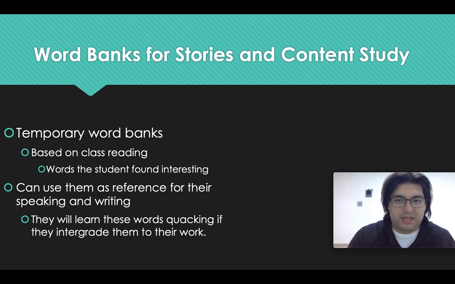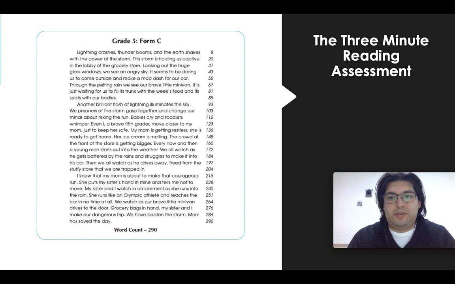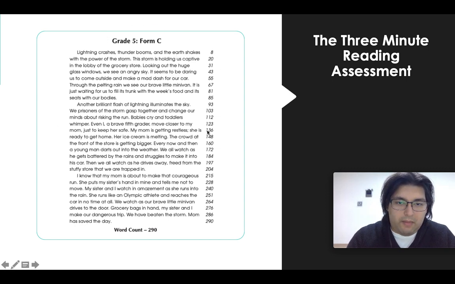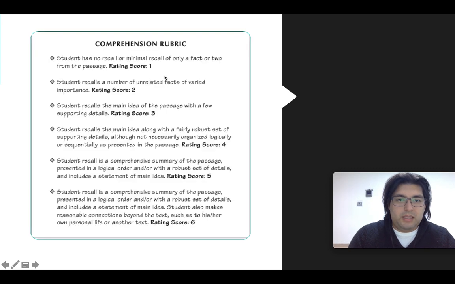The first strategy that I'm going over is the 3-minute reading assessment. In order to do it, you have to have a sample reading passage. It's really helpful if it has the total word count and numbers on the side, and is clearly labeled for what grade it is. You also have a set of rubrics. I chose to focus on the comprehension rubric, which is the one in our book.